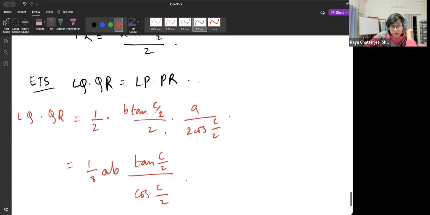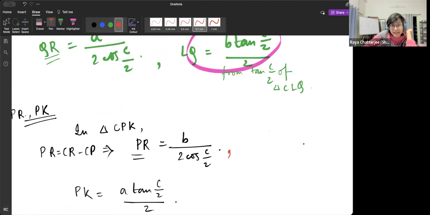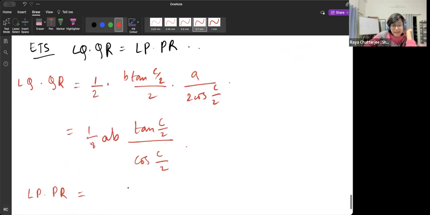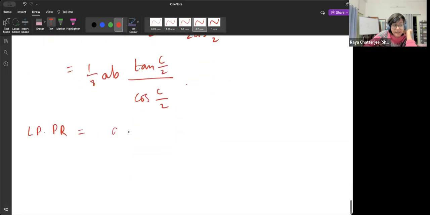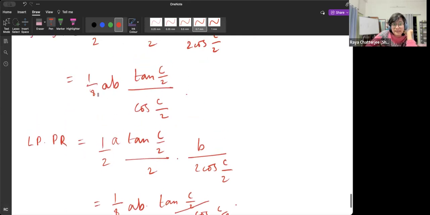LP times PR. What was the length? PR is just B by 2 cos C by 2. So LP is A tan C by 2 by 2. So LP times PR is A tan C by 2 by 2 times B by 2 cos C by 2, which is 1 by 8 AB tan C by 2 over cos C by 2. So we have the same value.